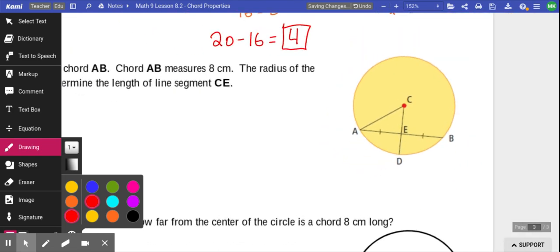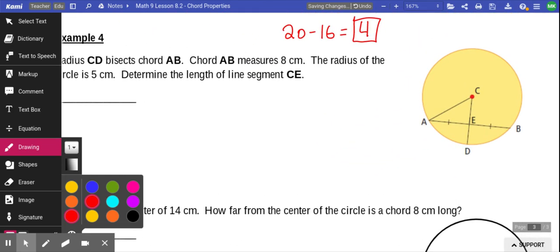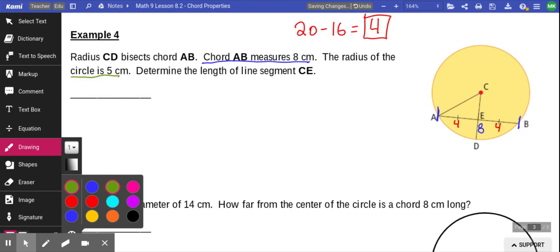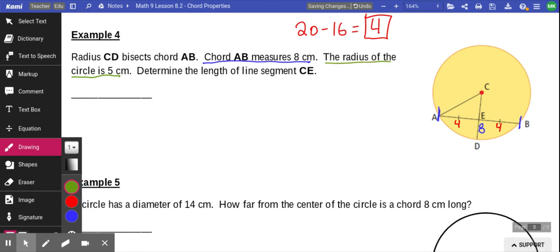Okay, so they have not done any labeling for us, so we're going to have to do that. First thing it says is chord AB measures 8. So from here to here is 8. If that's 8, that means that half of it would be 4. So each one of these little sections must be 4. The radius of the circle is 5 centimeters. That means from here to here would be 5 centimeters. Determine the length of line CE. CE is this one right here, the orange one.